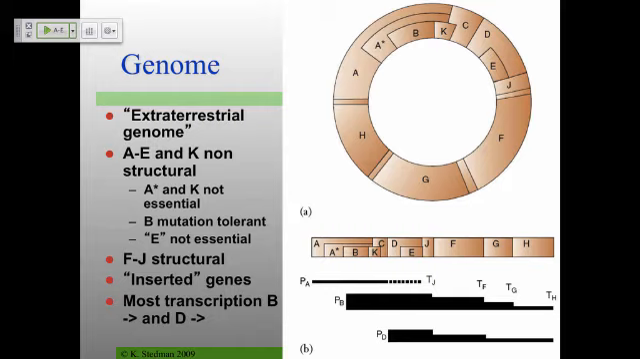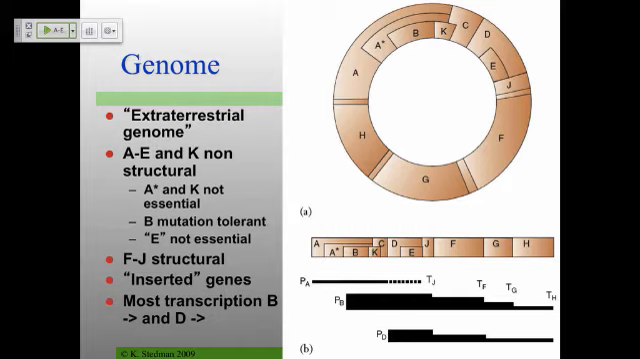Now, why don't we normally use all three open reading frames at the same time? What's the big danger? Why not have an overlapping genetic code? Mutation, exactly. So if you have a mutation, a change of one nucleotide is going to change three different protein sequences. And so it turns out, not surprisingly, that a lot of these proteins are not essential for virus function, or they're really mutation tolerant.